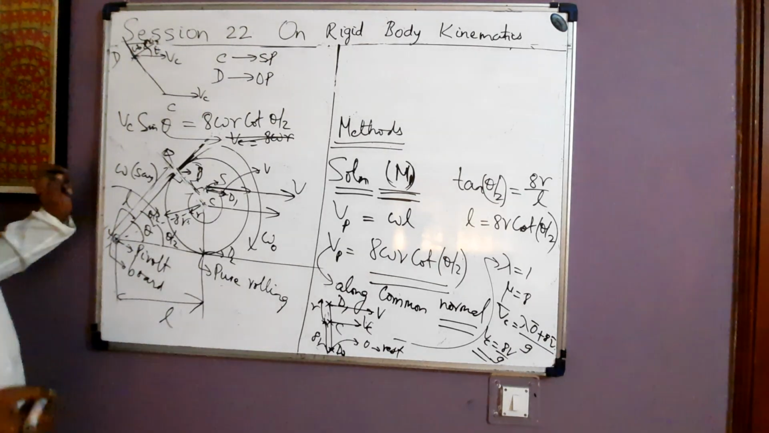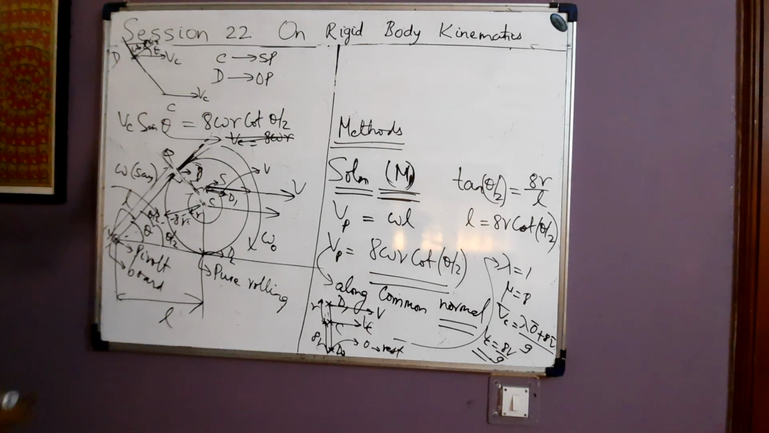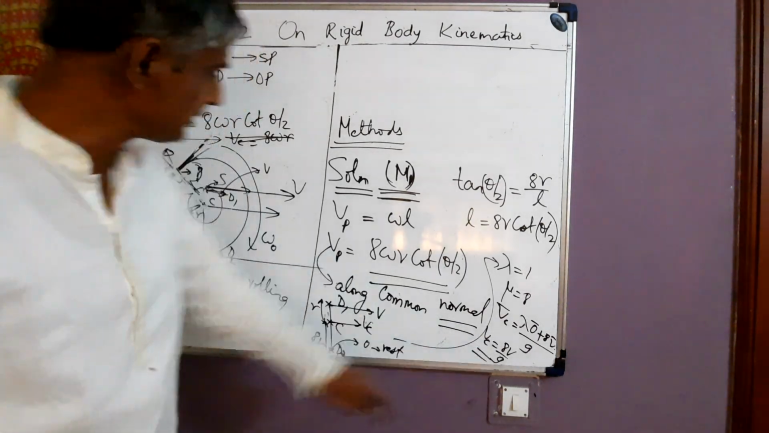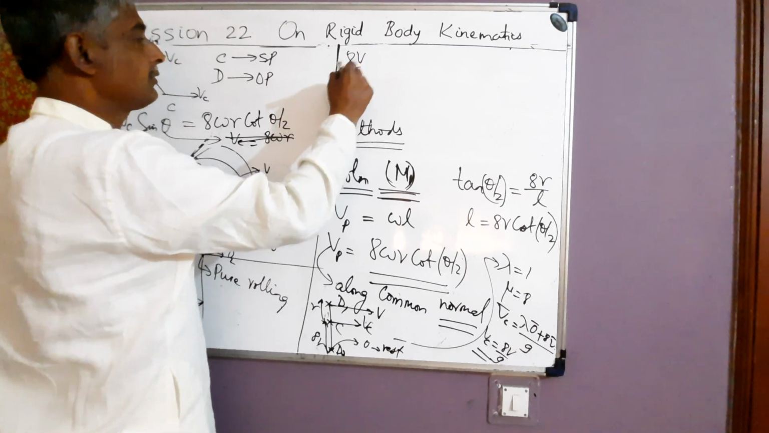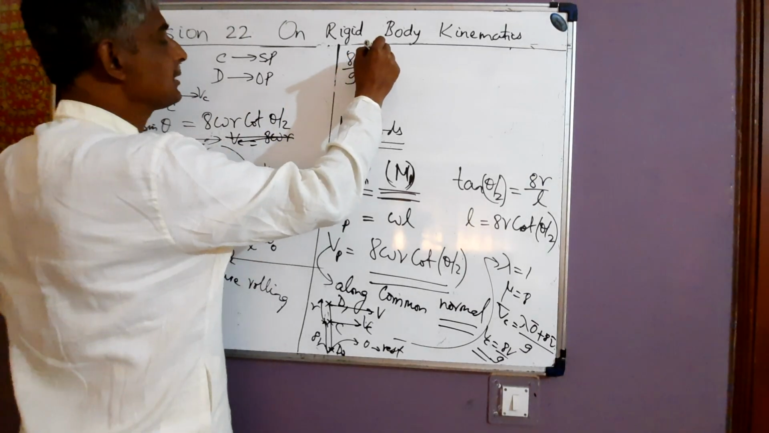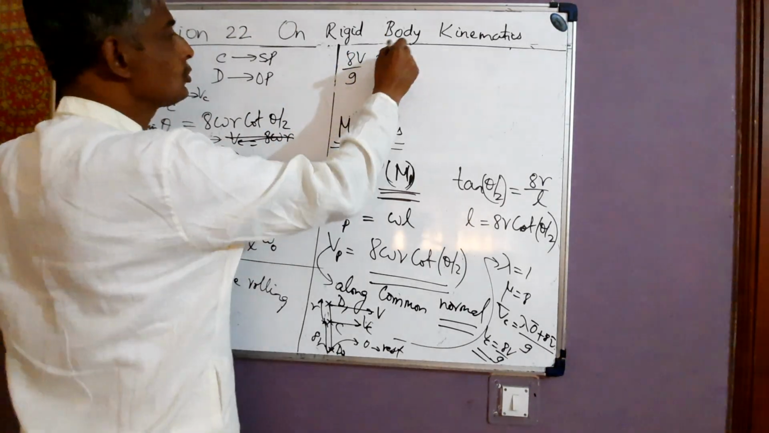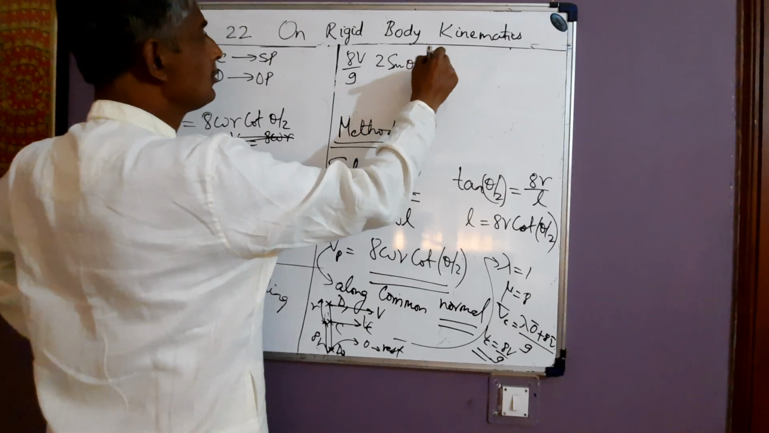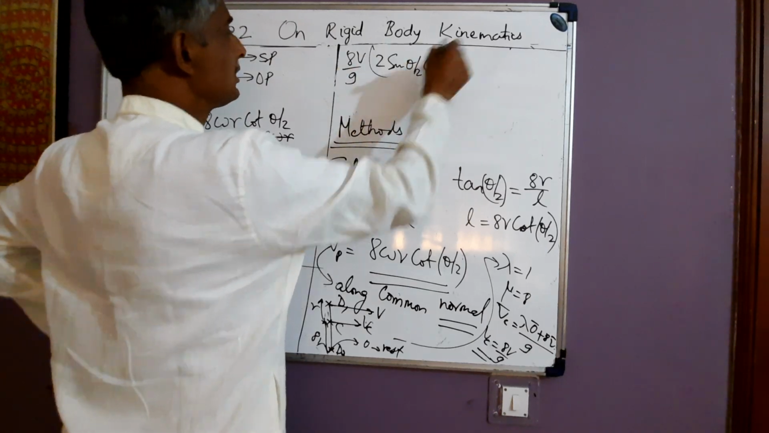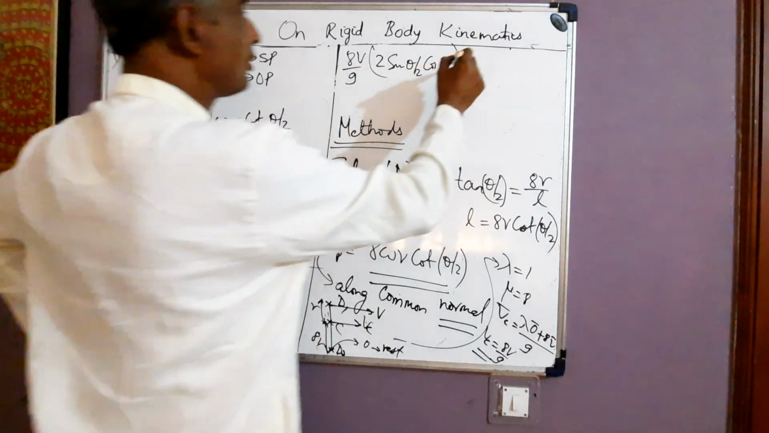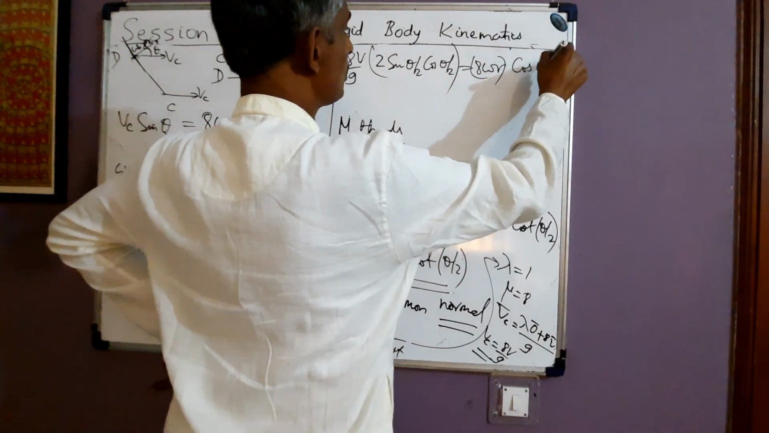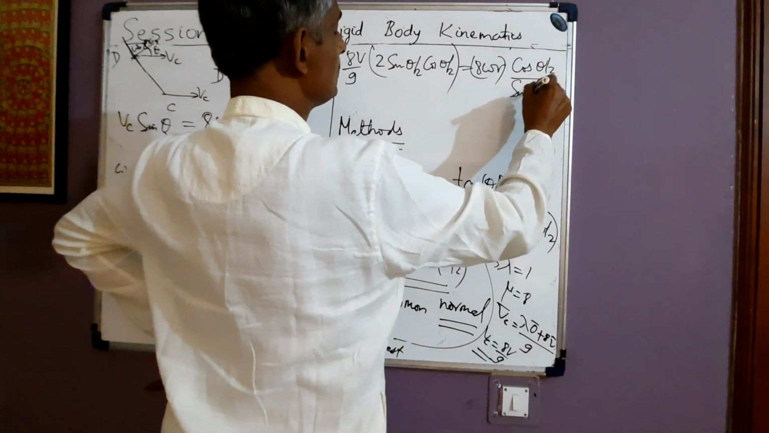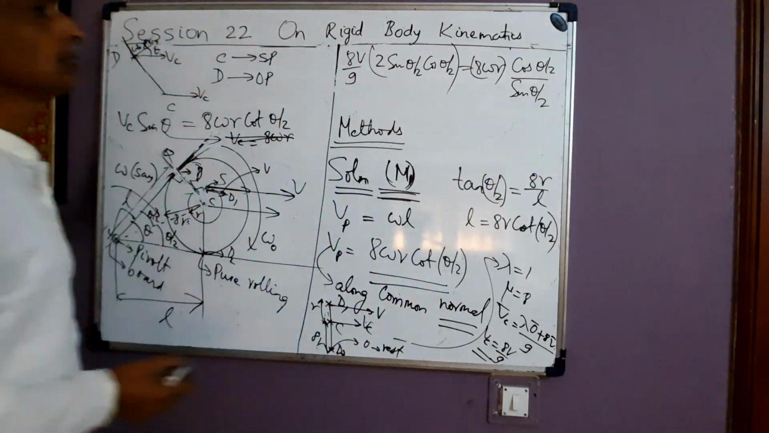So now we have to find omega. Vc is how much? 8V by 9. So this Vc I substitute here: 8V by 9 into sin theta. Sin theta becomes 2 sin theta by 2 cos theta by 2, is equal to 8 omega r cot theta by 2, and cot theta by 2 becomes cos theta by 2 upon sin theta by 2.